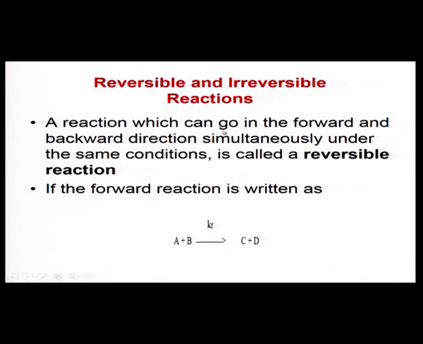So, a reaction which can go in the forward and backward direction simultaneously under the same condition is usually called a reversible reaction, and this is very important for chemical equilibrium aspects. Let us consider a general reaction. A and B react to form the products C and D, and this is a forward reaction. That is, the two reactants A and B react to form the products C and D, with a forward reaction rate constant.